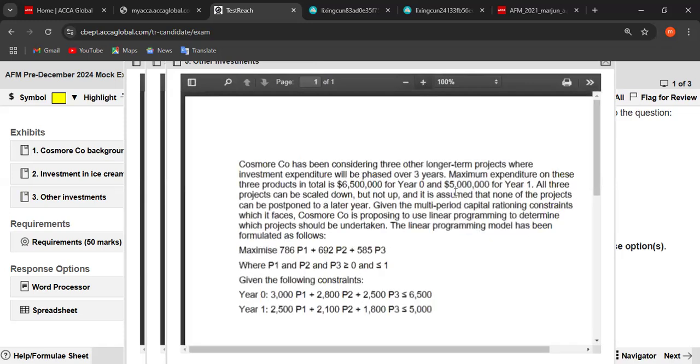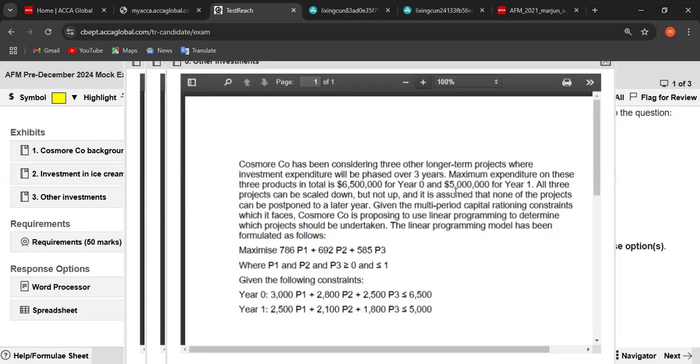C company has been considering 3 other long-term projects where investment expenditure will be phased over 3 years. Maximum expenditure on these 3 projects in total is 6,500,000 for year 0, 500,000 in year 1. All 3 projects can be scaled down but not up. It is assumed that none of the projects can be postponed to a year later.